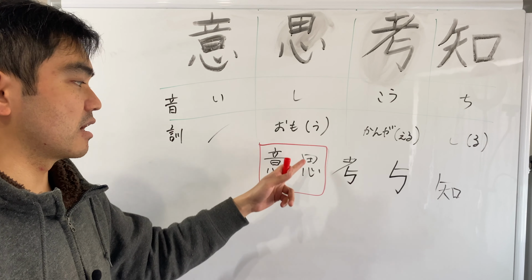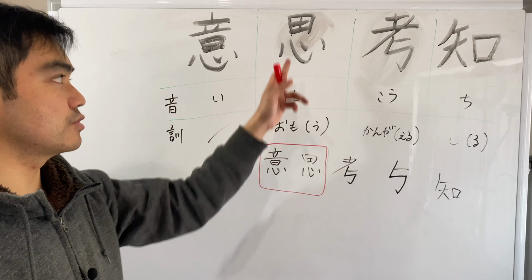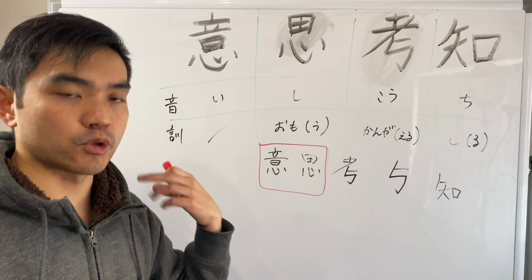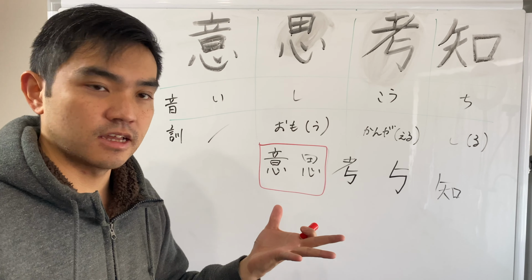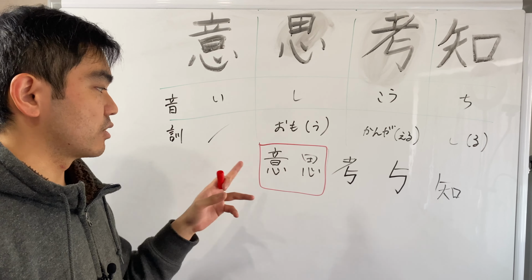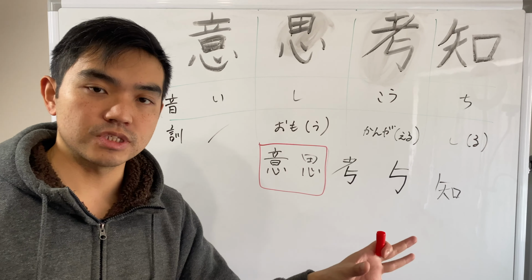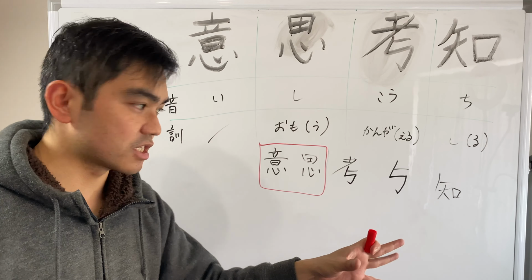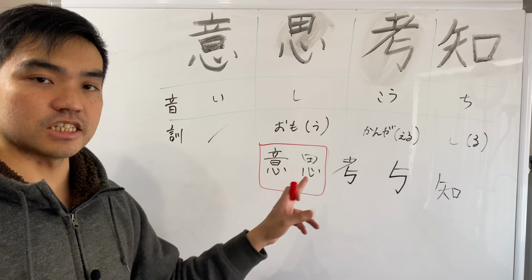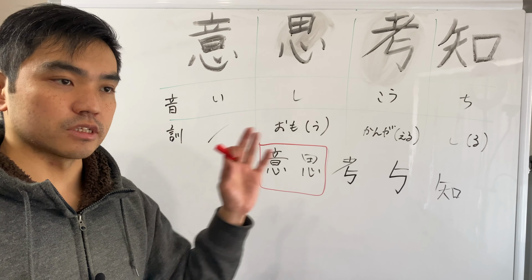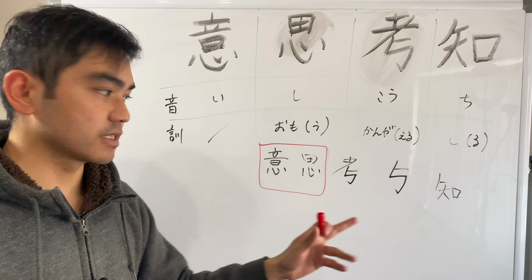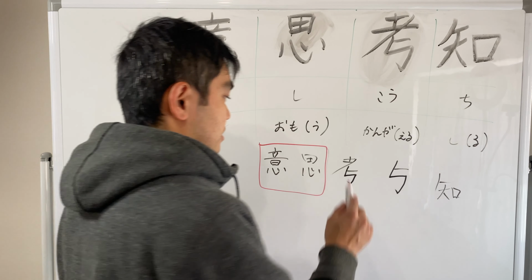For example, if you are willing to do something, you are thinking something to do that, right? That relates to your heart. You are thinking from your heart because you want to do that something. Okay, so you are willing to do something. If you are willing to do something, you say 意志がある. I want to do that. I will do that.